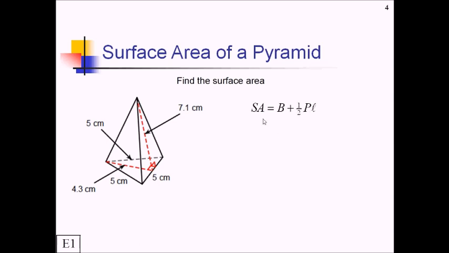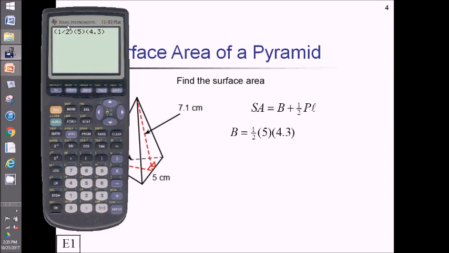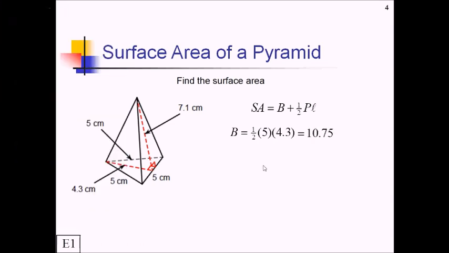So first let's find the area of the base. Pause the video and see if you can do that. So the base, that's just this triangle down here. So that's going to be 1/2 times 5 times 4.3. And I'll use the calculator for this. So 1/2 times 5 times 4.3 comes out to 10.75.